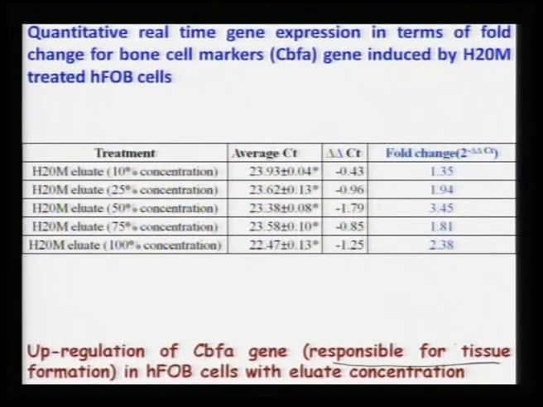Now, there are some other genes, also known as the CBFA genes. CBFA genes are essentially responsible for tissue formation. If the CBFA fold change is more than one, as it is here, you can say that the CBFA genes are upregulated, and therefore these hydroxyapatite 20% mullite eluates will essentially induce more tissue formation.